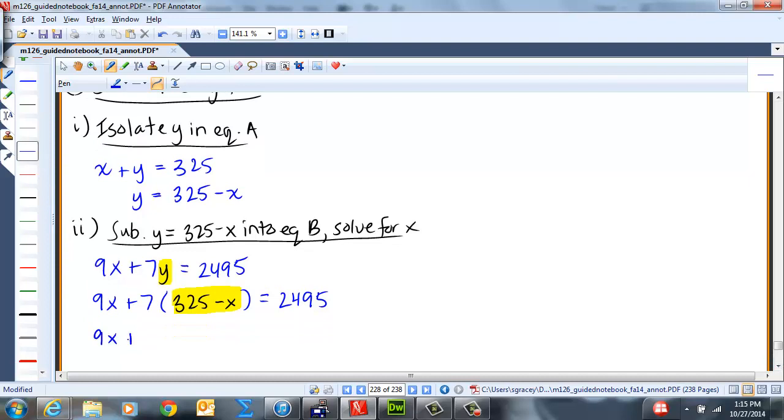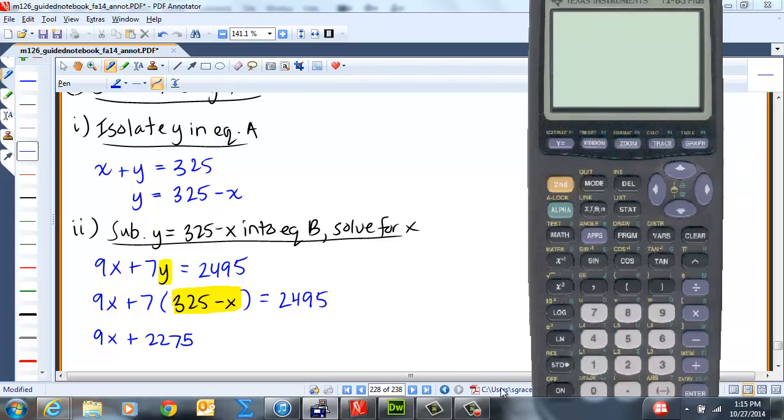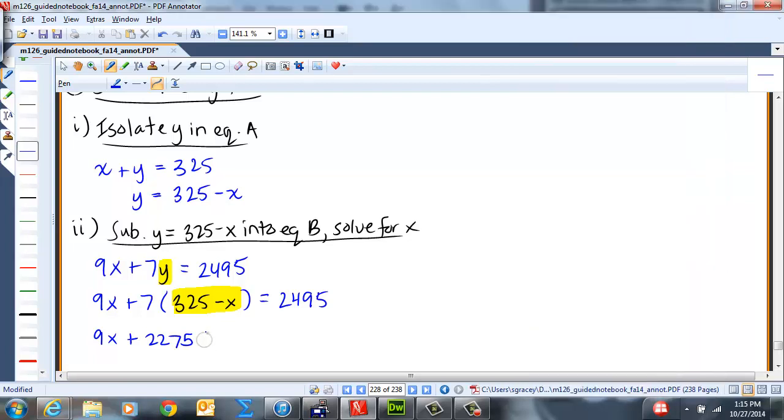So we'll get 9x plus, let's see, what's that going to be? 35, 17, I believe, 2275 if I did the math right on that. You know, it's been one of those days, so let's check Mrs. Gracie's work on the graphing calculator. So here we are, 7 times 325. There we go, 2275. And then we'll have minus 7 x's is equal to 2,495.